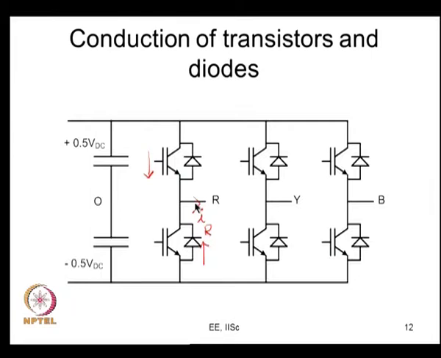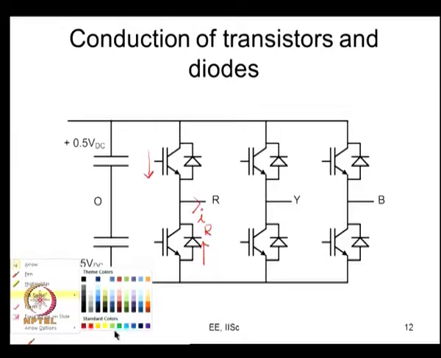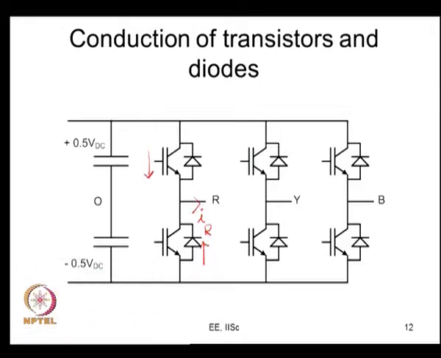Sometimes the load current could be negative, that is, it could be in the opposite direction. Let me mark that in a different color. So, let us say this is the load current. Who will conduct this load current? It is either the bottom transistor or the top diode.